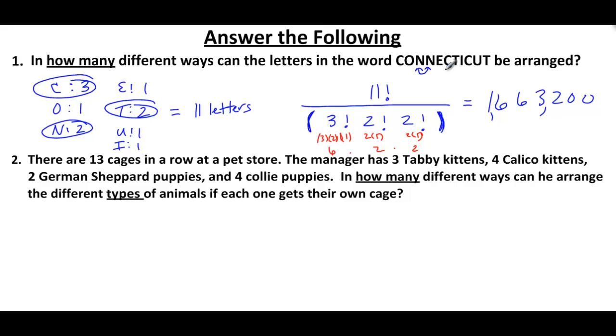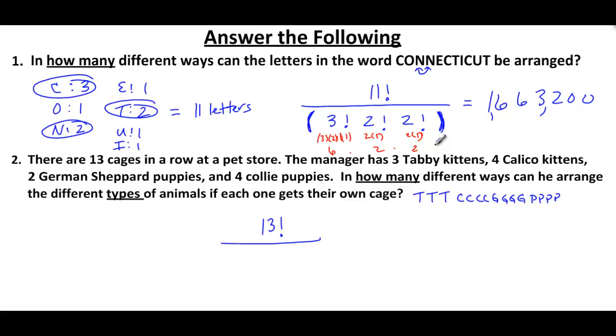And you might think, well, how do I do that when there's not letters to think about repeating? Well, if I have 3 tabby kittens, that's the same as having 3 T's. Think of it that way. If I have 4 calico kittens, or 2 German Shepherd puppies, or collie puppies, I'll just use a P for collie puppy. It is the same as having letters. If I switch these two, it looks the same. So again, how many total do I have? 3 plus 4 is 7, 8, 9, so I have 13 factorial.